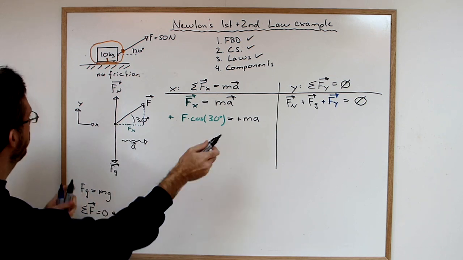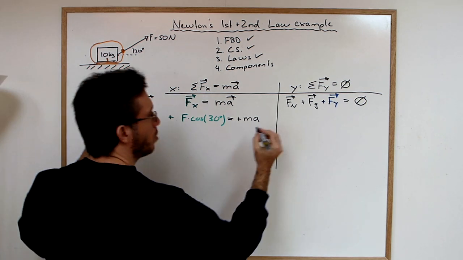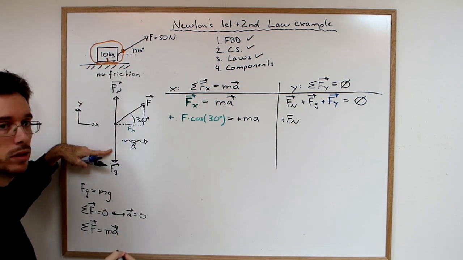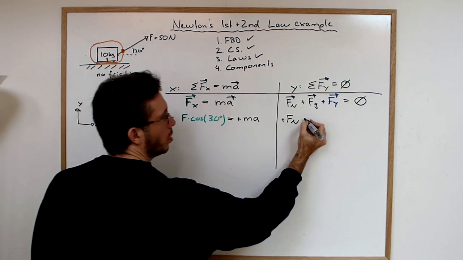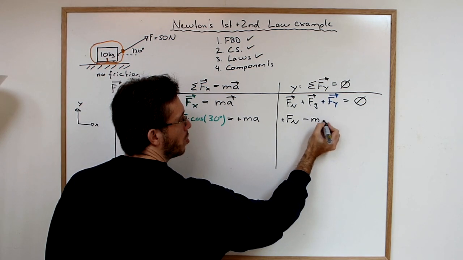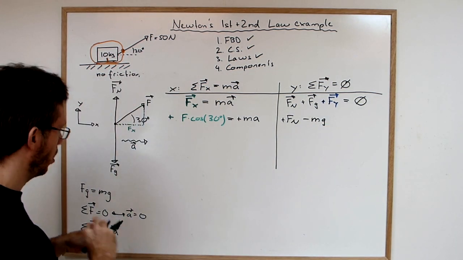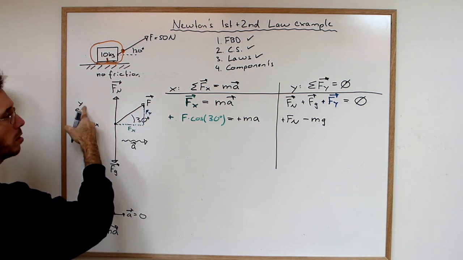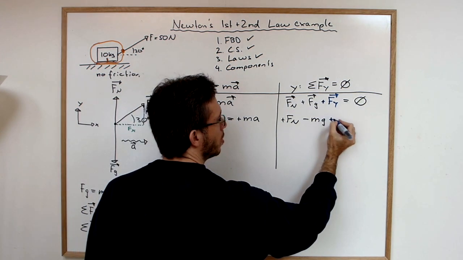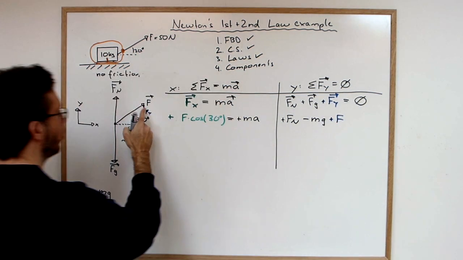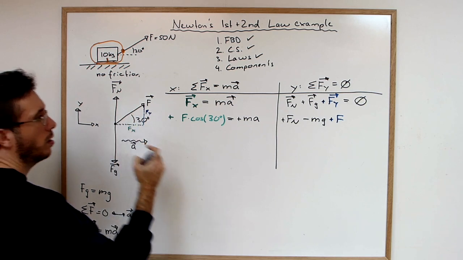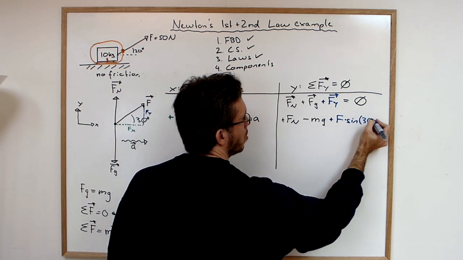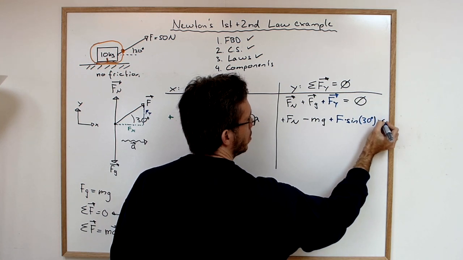On my y direction, I have my normal force going up. I have my Fg going down. I can plug in my equation, Fg is minus mg. And then I figured out my y component is positive going up, so plus F. And now how do I figure out this one? This must be sine of the angle. Equals zero.